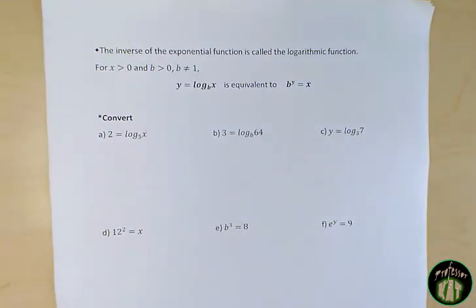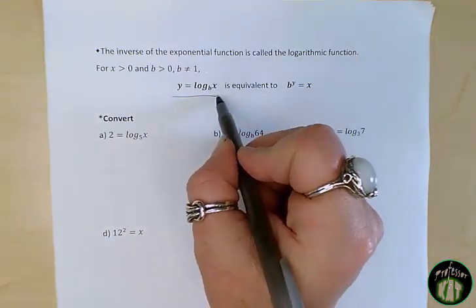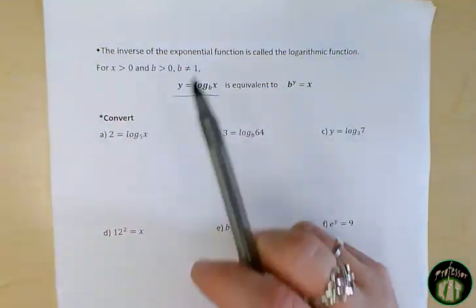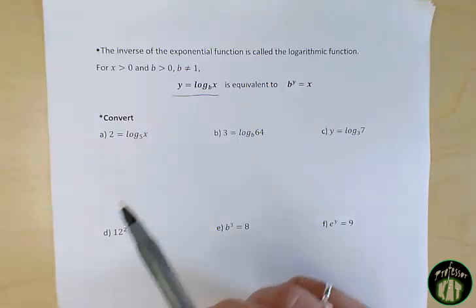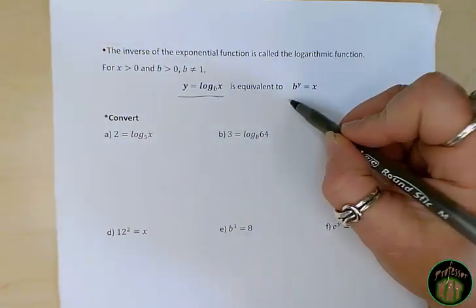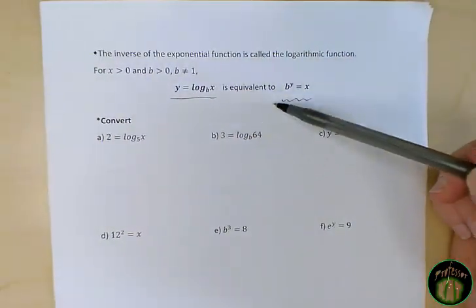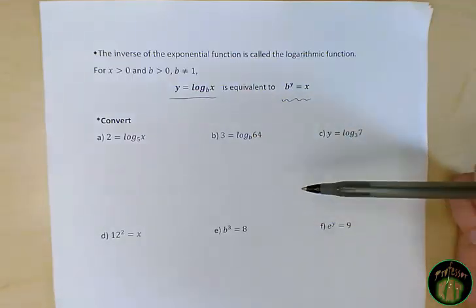So the first thing that we're going to start with is converting back and forth between logarithmic form and exponential form. So we have logarithmic form right over here. y is equal to log base b of x. And this is equivalent to its exponential form, which is b to the y is equal to x.